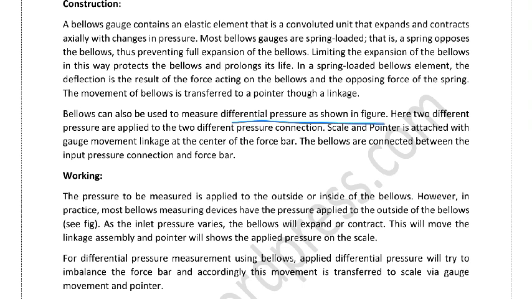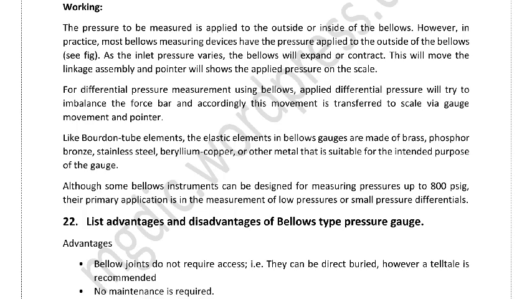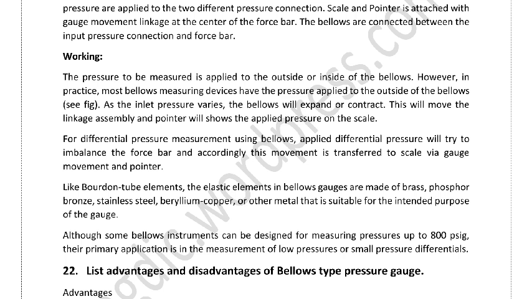For differential pressure measurement, two different pressures are applied to the pressure connections. Scale and pointer are attached to the gauge at the center of the bar. Bellows are connected between the input pressure and force valve. So the working is very simple. The pressure to be measured is applied outside or inside the bellows.